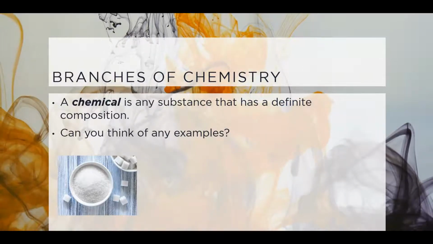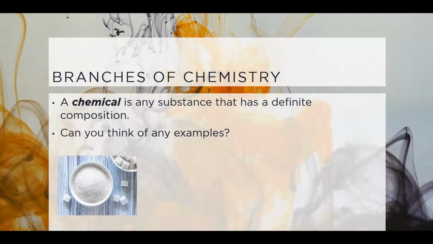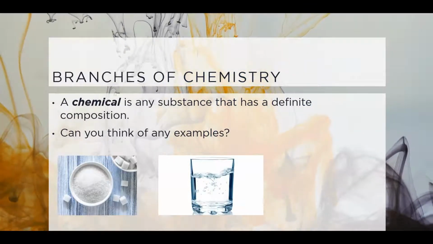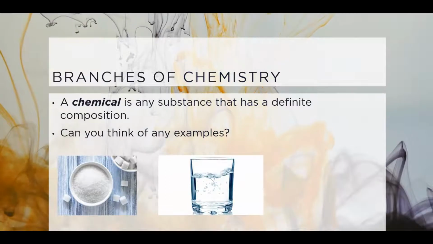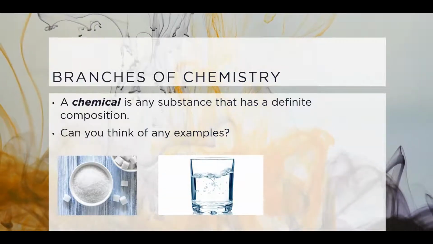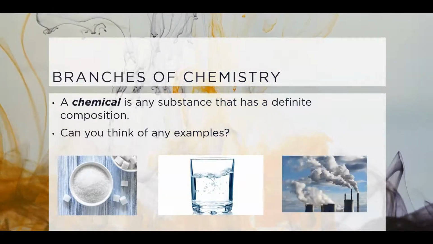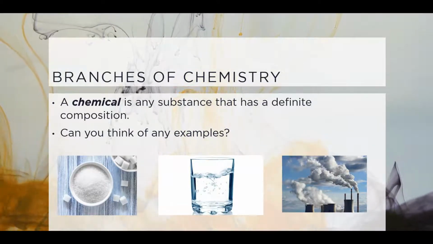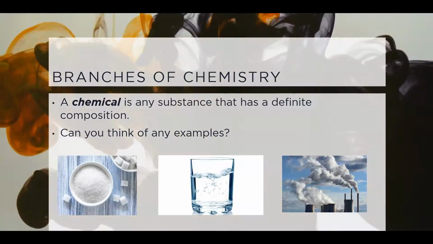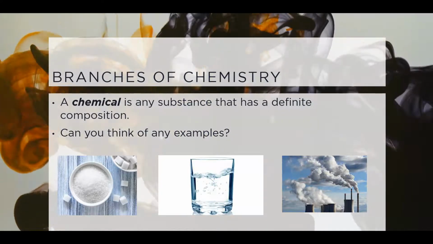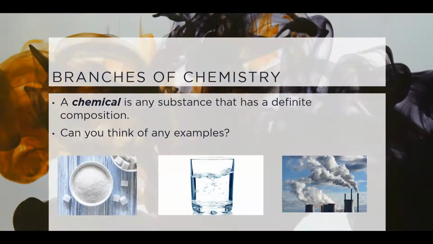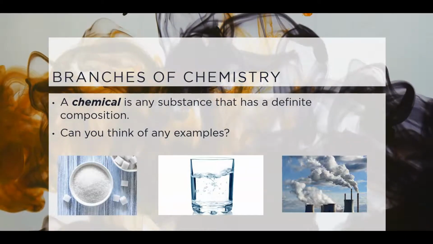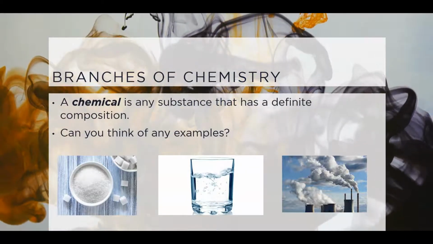So can you think of any examples of chemicals? You might have thought of water. Water, as long as it's pure water, is always going to have the same properties. Or maybe even CO2, carbon dioxide. Every carbon dioxide molecule is going to contain an atom of carbon and 2 atoms of oxygen, and always in that ratio. So these are just some examples of chemicals when you hear that word.